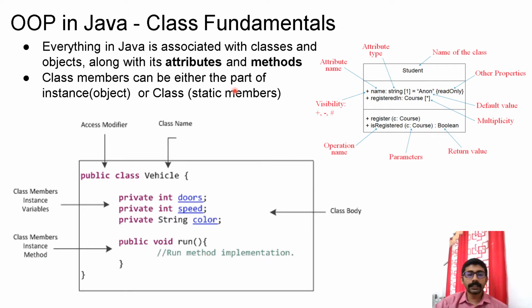Class members can be either part of the instance or object, or class members can be part of the class itself. Remember, at the time of UML, we mentioned classifier scope and instance scope. The members which have instance scope are part of the object, and the members which have classifier scope are part of the class. We used to underline the members which have classifier scope. That is actually to indicate the static members.